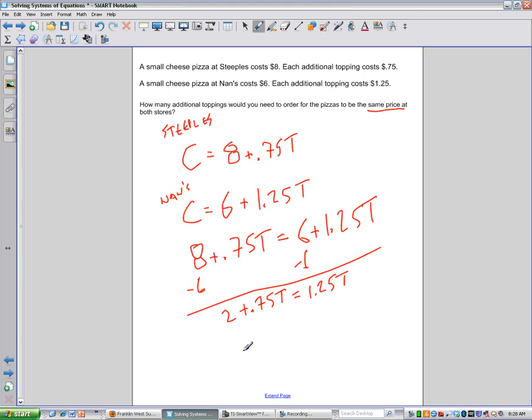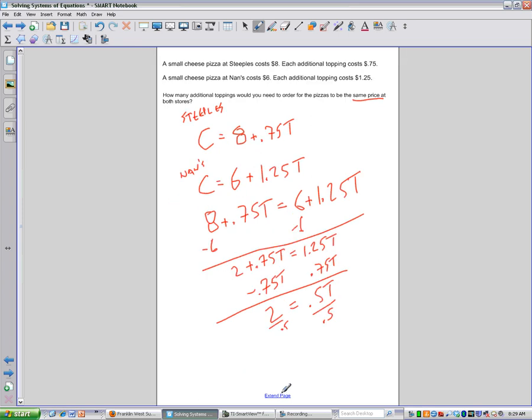We'll extend a little bit further. Things get smaller as we go. Subtract 0.75t from both sides. Okay, it doesn't matter which side they're on as long as they're together. All I have left over here is 2, and I have over here 0.5t. So to go from that next step, we divide by 0.5, we divide by 0.5. Sorry, this is 1. So t equals 4. Okay, 2 divided by 0.5 is 4.